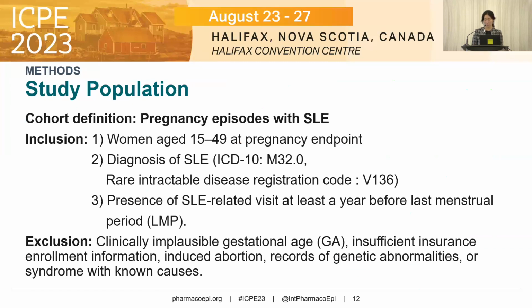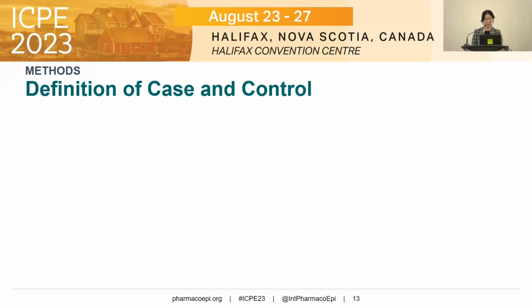We included pregnancy episodes from 15 to 49 years of age at the pregnancy endpoint, with lupus diagnosis defined as having a diagnosis code and a rare intractable disease registration code. We also included episodes with any lupus-related visit at least a year before conception, so we can ensure the presence of lupus diagnosis before pregnancy start. We excluded pregnancy episodes with the following criteria.